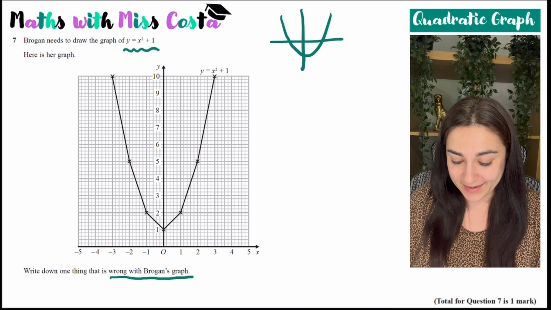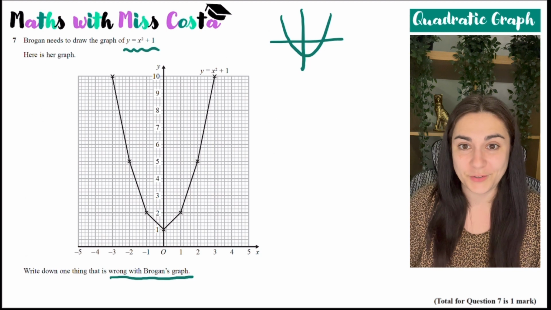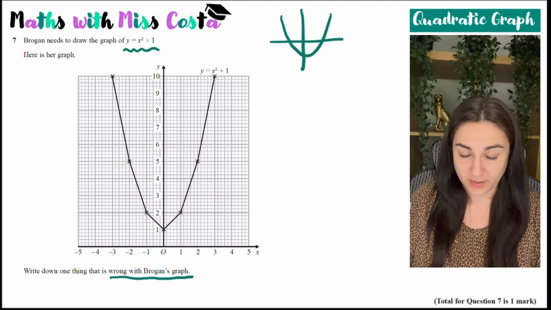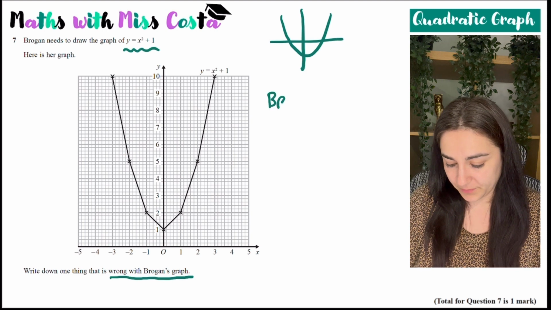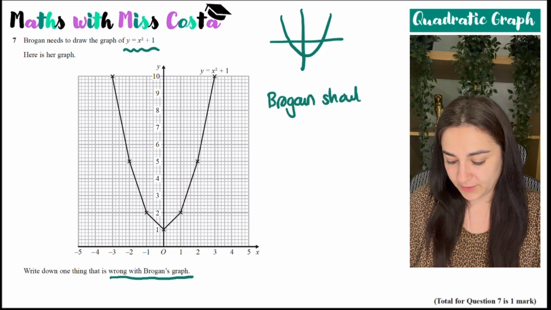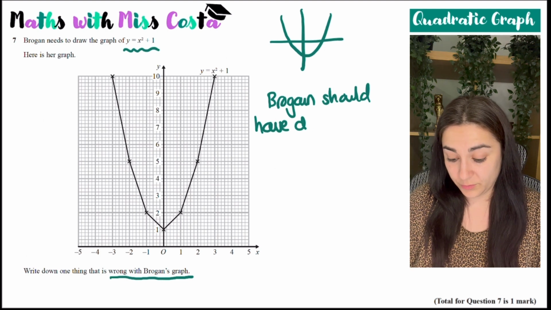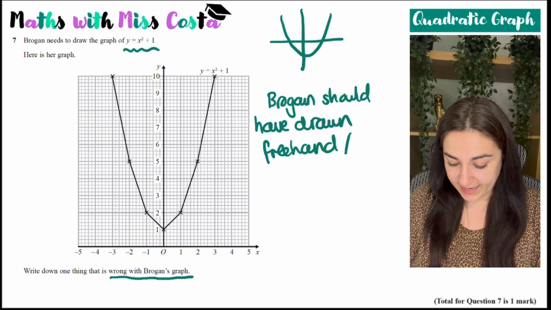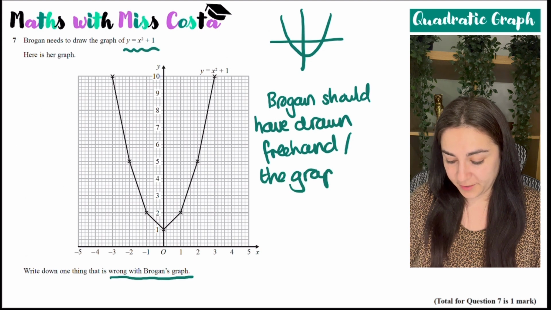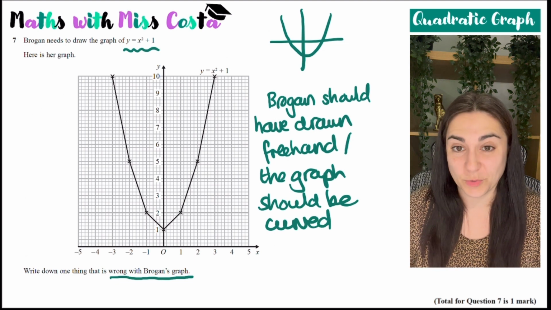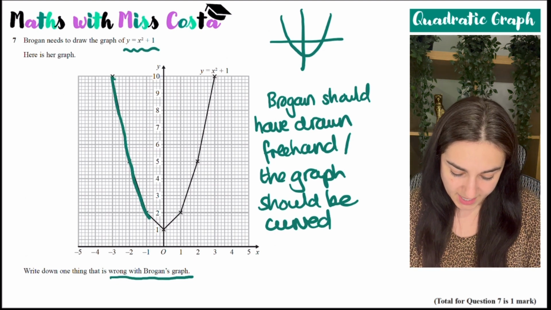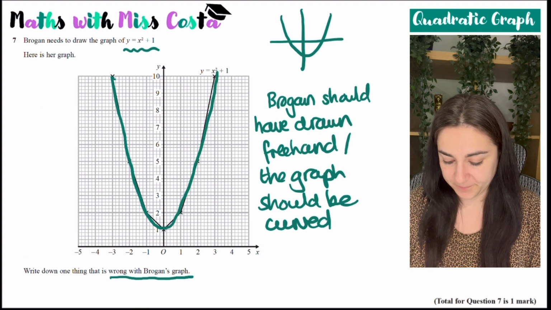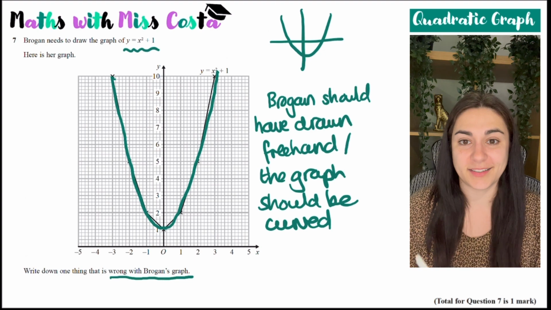Well, Brogan joined everything together with what looks like a ruler, because he joined each coordinate to the next coordinate with a straight line. So Brogan should have drawn freehand, so without a ruler. The graph should be curved. Anything of that sort of nature. It should look like this, okay? Not straight little line chunks.